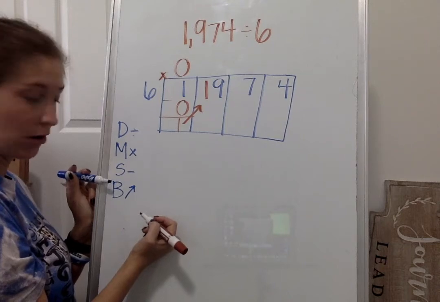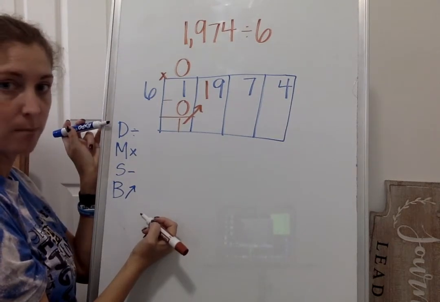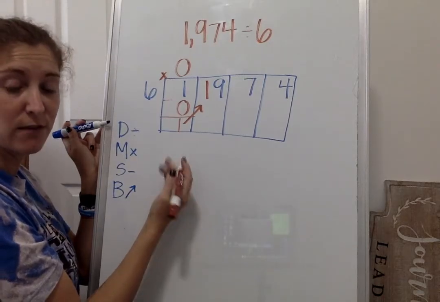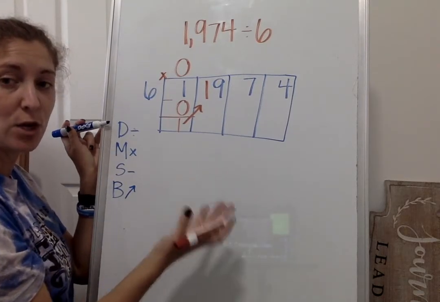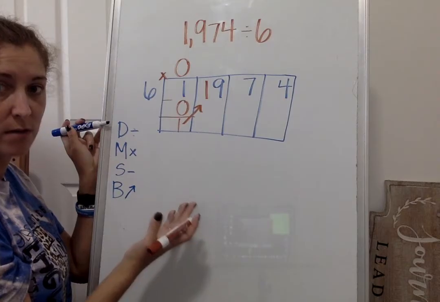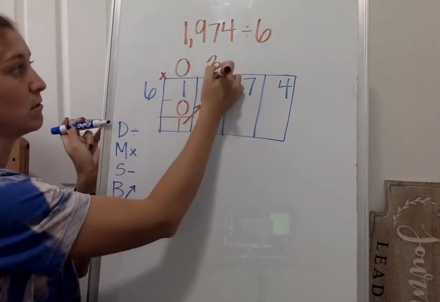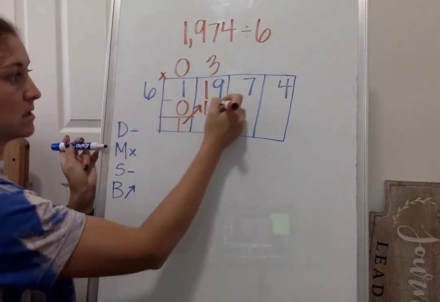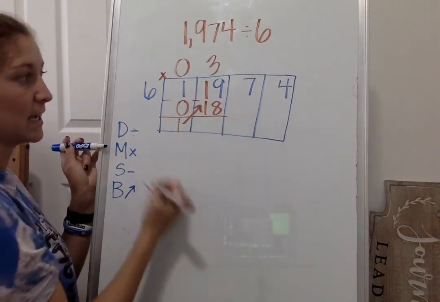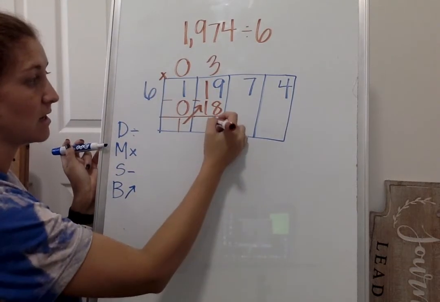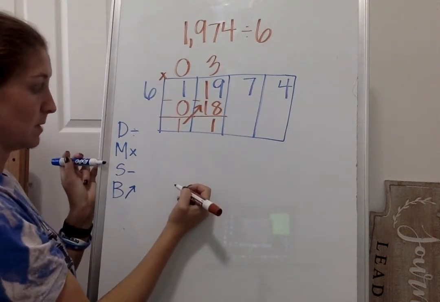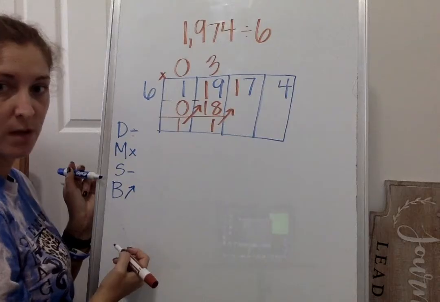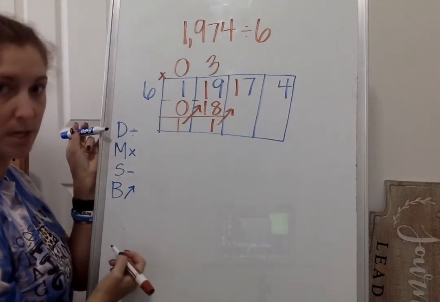Okay, I start all the way over again from the top. Can 6 go into 19? Yes. If I have 19 things, how many groups of 6 can I create? Well, I can create 3 because 3 times 6 is 18. 19 minus 18 is 1. That's my subtraction, and now I bring that 1 over to my 7.